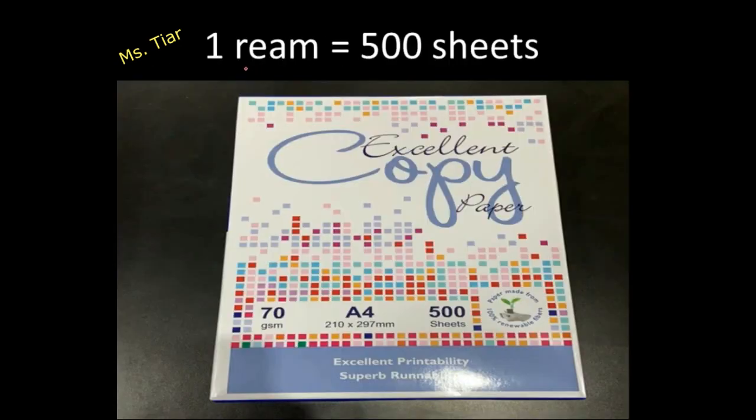Next we have 1 ream. 1 ream equals 500 sheets. 1 ream is usually used to show the amount of paper. Because this is too much, we call it 1 ream. So where can we find how many sheets in 1 ream? We can find it here. If you need to buy paper for printing something, you need to check this. This is the amount of sheets inside this box.